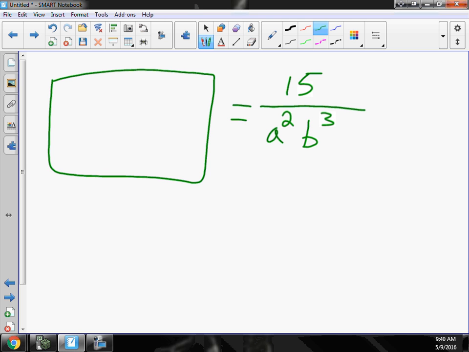Okay, so when I add the fractions together and simplify, because we will be able to simplify it in this version, we end up with 15 over a squared b to the third. What could my original fractions have been? What could the denominators have been? Well, it could have been a squared b to the third, right? So a squared b to the third could have been one of them.